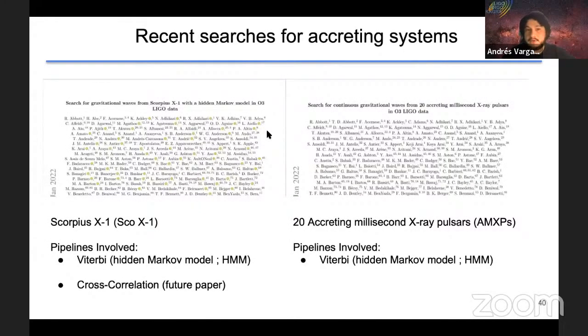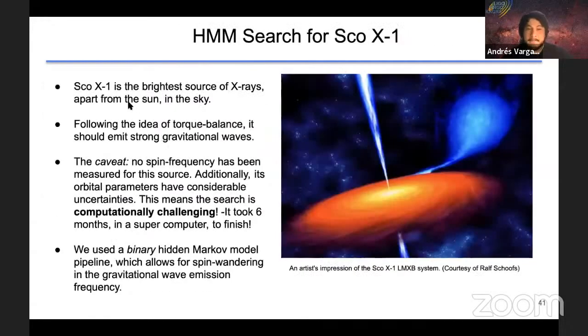We'll be talking about 2 searches we have done for these systems in the latest O3 data. The first is the Scorpius X-1 search, which involved the Viterbi pipeline, and also in a future paper, the cross-correlation search. And we'll also be talking about a search for 20 accreting millisecond X-ray pulsars, which involve the Viterbi pipeline. Moving to the next slide.